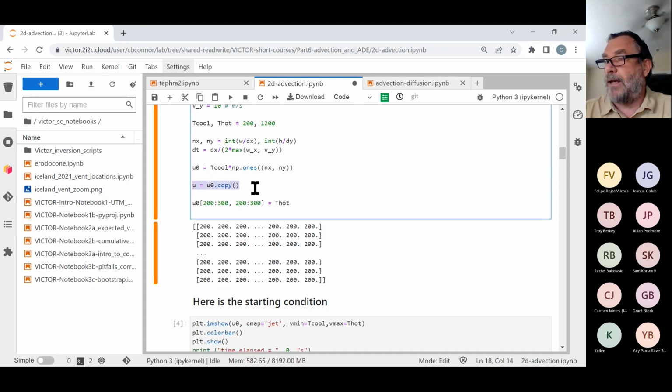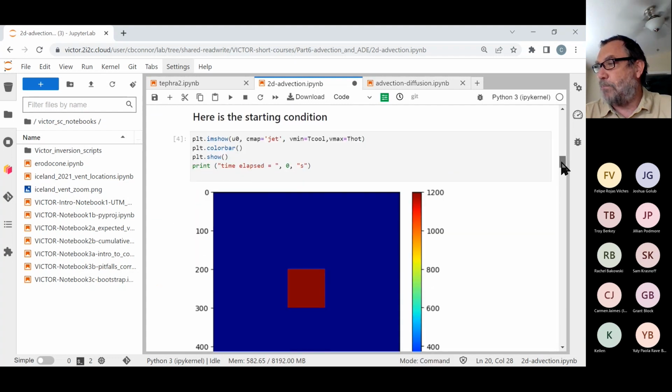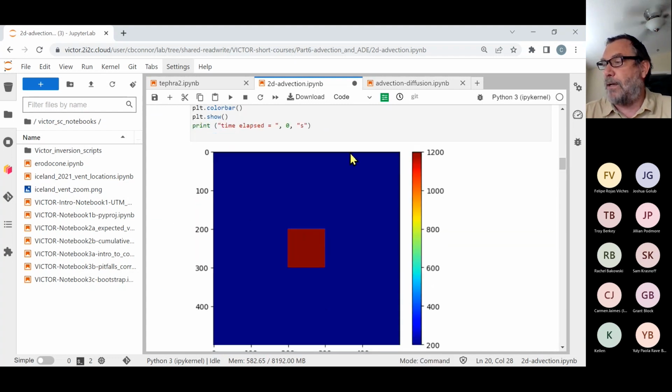And then I copy that. The reason I copy that is one of those grids is going to be the time now, and the other grid is the time in the future. And I update and swap values between those grids as I step through time. And then I set my initial condition. Here my initial condition, I just said, well, if I'm at grid points 200 to 300 in the x direction and 200 to 300 in the y direction, that's going to be equal to 1200, right? So that's how I plot that out in this step. And this is my starting condition for that grid.